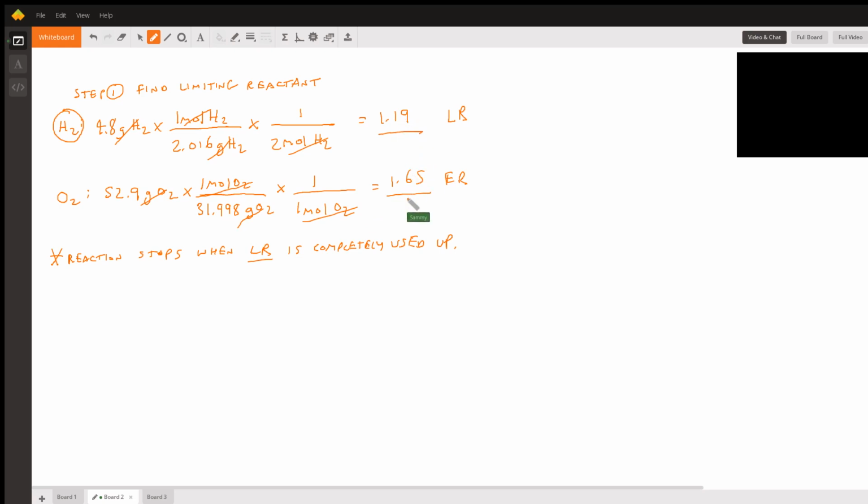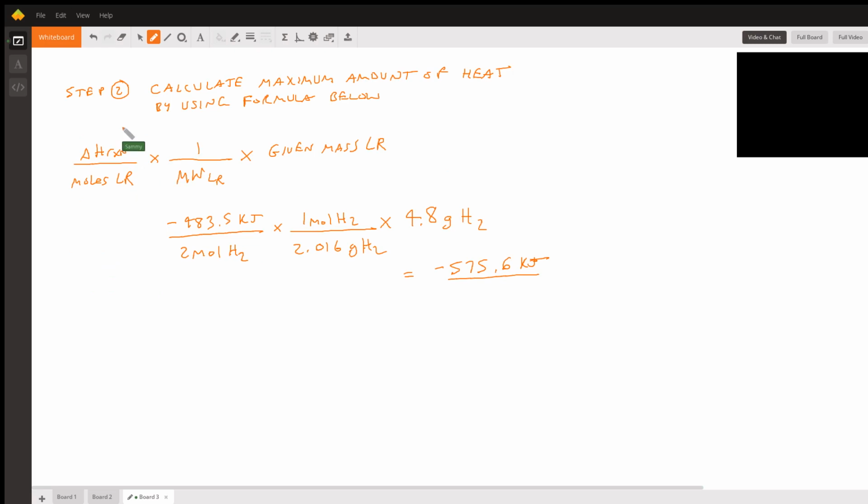Which number is smaller? 1.19 or 1.65. The 1.19 is smaller. The smaller number is going to be the limiting reactant. The larger number is going to be the excess reactant. One note to mention is the reaction stops when the limiting reactant is completely used up. Okay, so the limiting reactant here is going to be the hydrogen, the H2. Step 2 is calculate the maximum amount of heat by using the formula below.